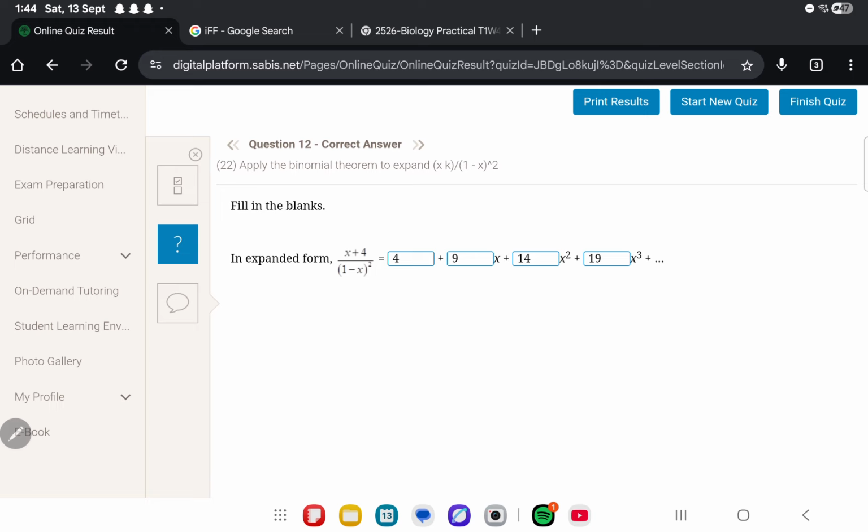Question 12. This is another application of the binomial theorem. So x plus 4 times 1 minus x to the power of negative 2, because look, it's 1 minus x squared at the bottom, but you're going to bring it up. So when you do that, this is what you're going to have. First, we're going to expand this alone, right? We're going to expand 1 minus x to the power of negative 2. We're going to use the formula we used before, which is the summation from k equals 0 to infinity.